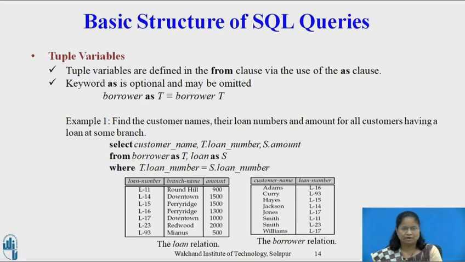Example, find the customer names, their loan numbers and the amounts for all customers having a loan at some branch. SQL command: select customer-name, T.loan-number, S.loan-number from borrower as T, loan as S where T.loan-number equals S.loan-number.